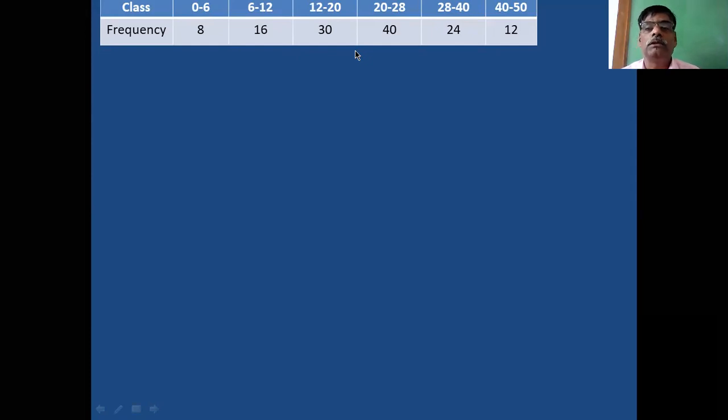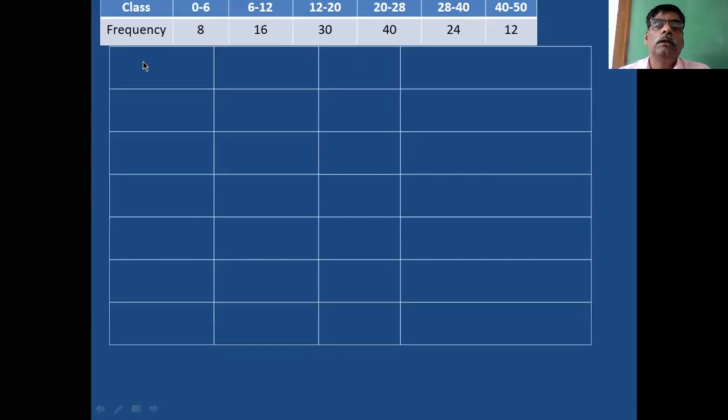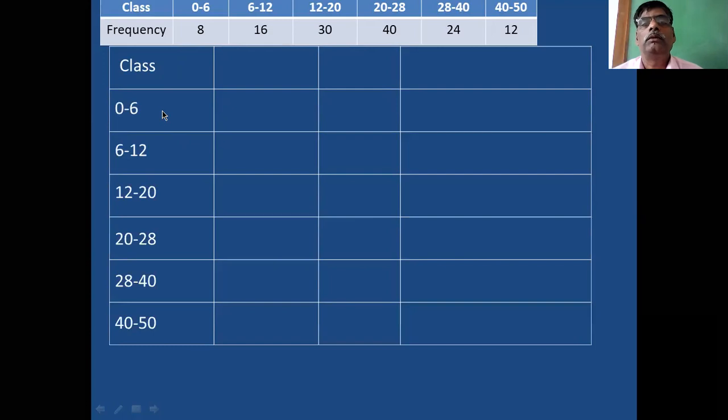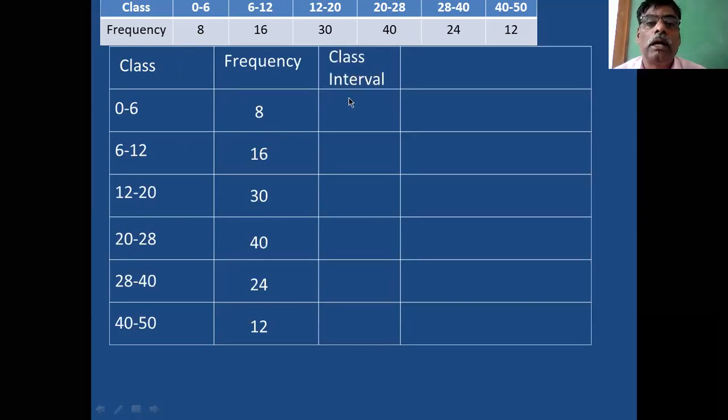Modification of frequency is essential. Then you see here how to modify the frequency. Draw the table like this, 4 columns with the required classes. In the first column, you write the class. This is the class given in the problem. Then second is frequency. And in the third column, you calculate the class interval.